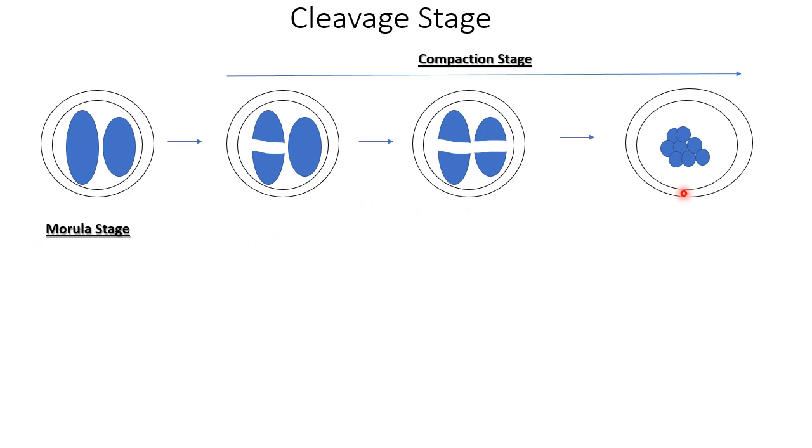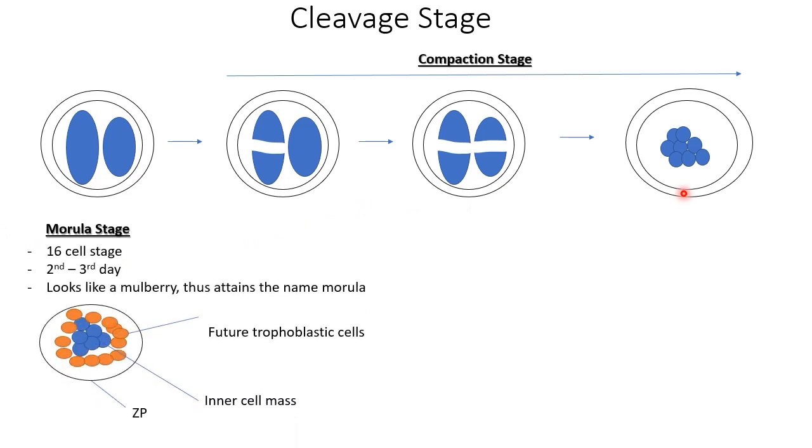Now let's talk about the morula stage. The morula stage is a 16-cell stage, in which the 8 cells will divide mitotically to produce 16 cells, and this occurs on the second to third day. At this stage, this whole structure looks like a mulberry and hence attains the name morula. Now what is happening during this morula stage is that you will notice a group of outer cells surrounding an inner cell mass.